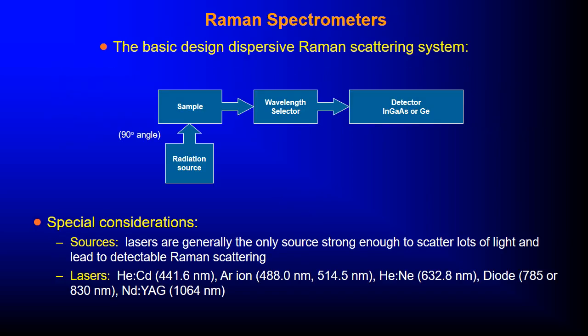So now the design of a dispersive Raman scattering system. We have a radiation source at a 90 degree angle to the sample, then a wavelength selector, and then a detector. Special consideration for sources: lasers are generally the only source strong enough to scatter lots of light and lead to detectable Raman scattering. So lasers are provided there that can be used.